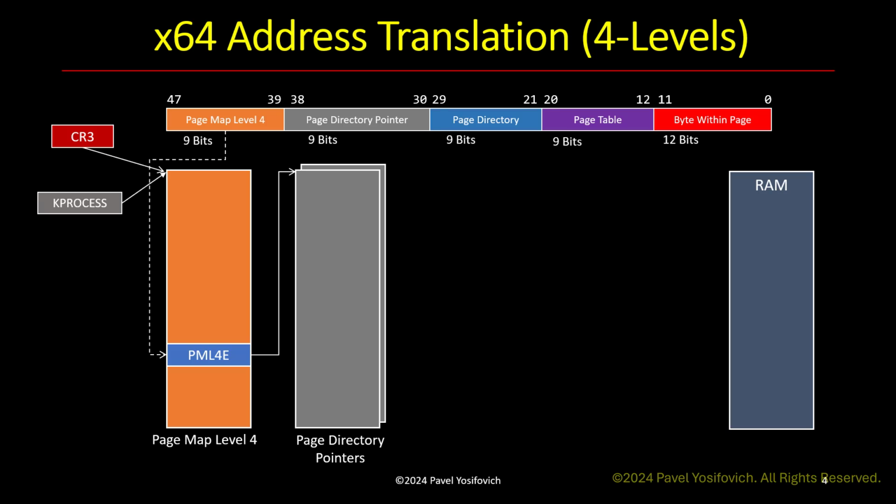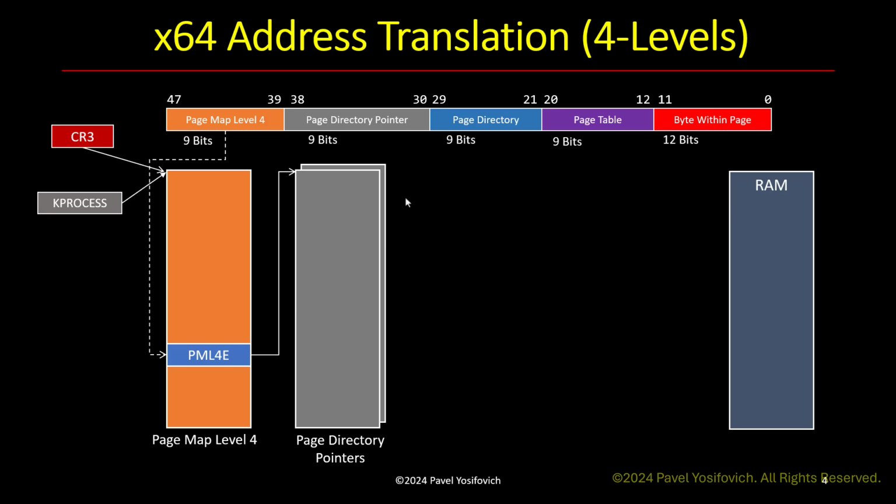So you might be wondering why 9 bits and not anything else. That's probably a story for a different video, but in a nutshell, each one of these tables cannot be more than 4 kilobytes in size, it cannot be different from a page size. So with 9 bits, we have 512 possible combinations times 8 bytes. Each one of these entries is 8 bytes in size. We get exactly 4 kilobytes. So now we are pointing to this page directory pointer table.